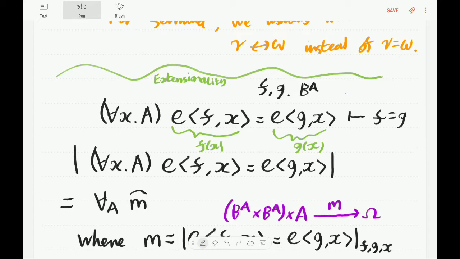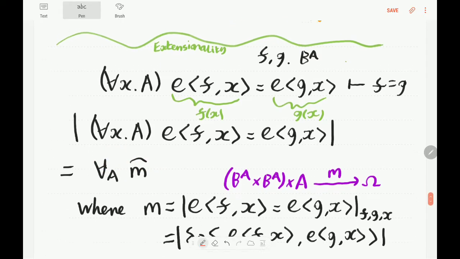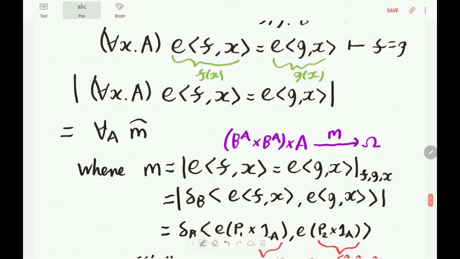Anyway, the question is, what is the interpretation of this formula on the left-hand side? Well, it has three variables, f and g in b to the power of a. And as usual, the interpretation is for all a, m transpose, where m is this arrow from b^a times a times b^a times a to omega, which is just basically the interpretation of this stuff.